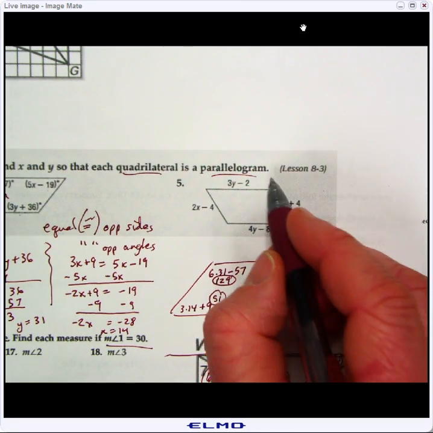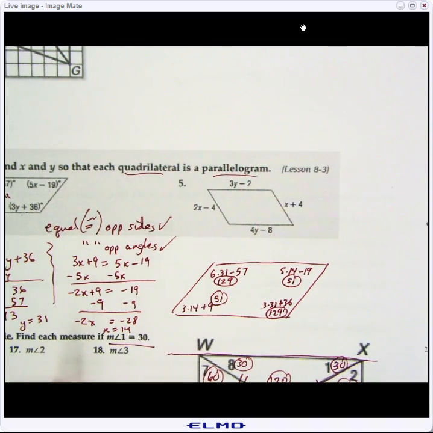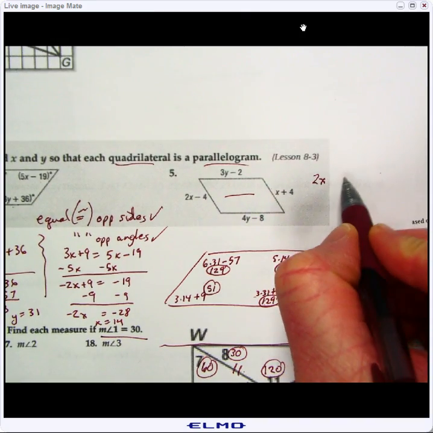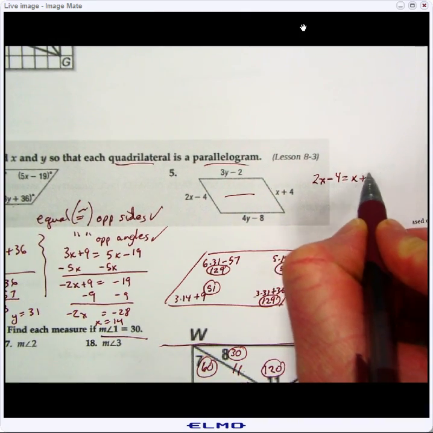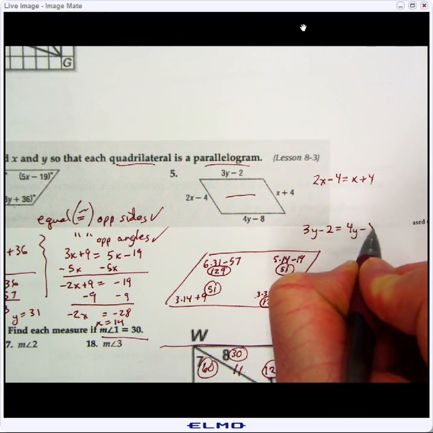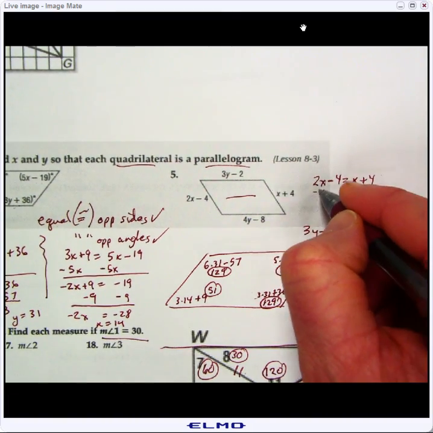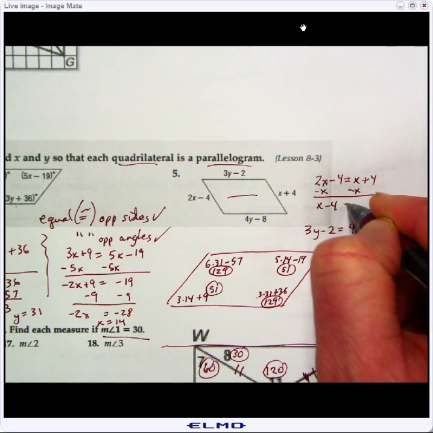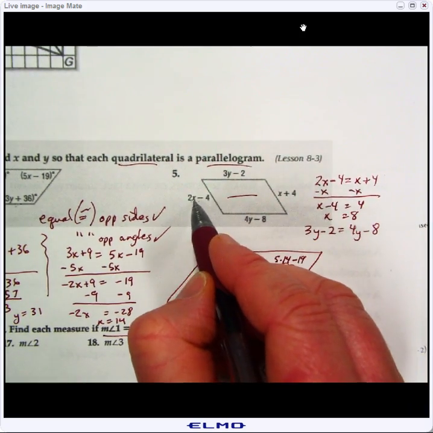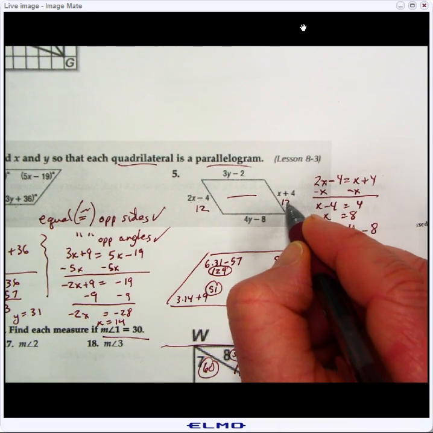Second question says make this a parallelogram. Well, we said they have opposite sides congruent, opposite angles congruent. This one we're going to use the opposite sides. So 2x minus 4 equals x plus 4, and 3y minus 2 equals 4y minus 8. And solve both of those equations. Fairly straightforward solving. X equals 8. So that would make 2 times 8, 16 minus 4 is 12. 8 plus 4 is 12, so those would be 12.